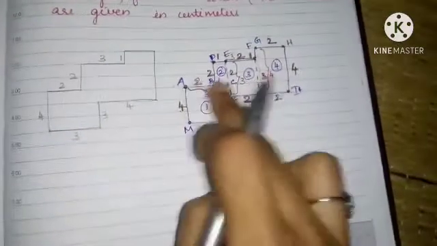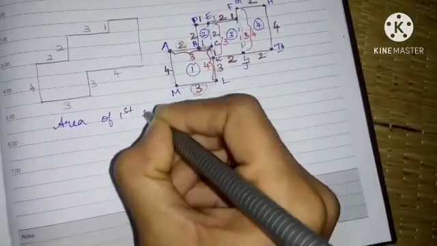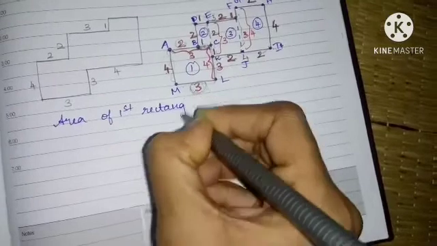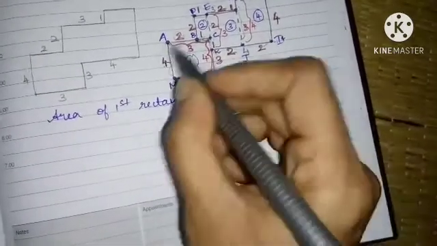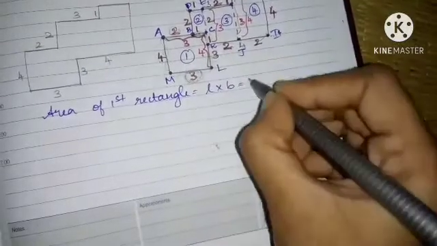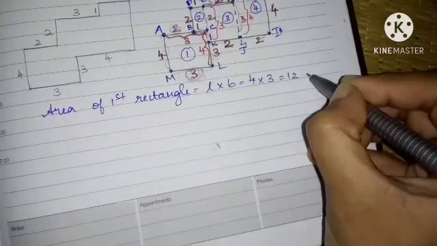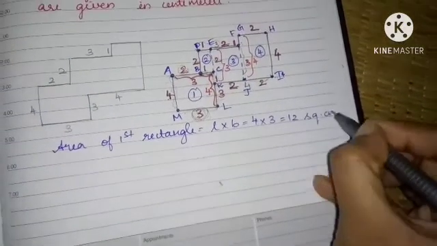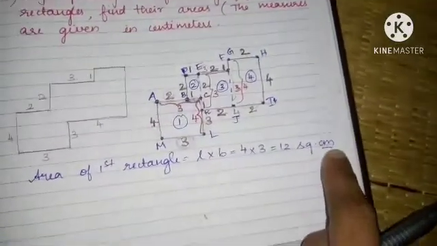Okay, so first I am going to find the area of the first rectangle. How will we find the area of the first rectangle? L into B. What is the length of this first rectangle? 4 centimeter. What is the breadth of this rectangle? 3 centimeter. 4 3s are 12 square centimeter. Why is it in centimeter, children? Because the measures are given in centimeters. So it is square centimeter.